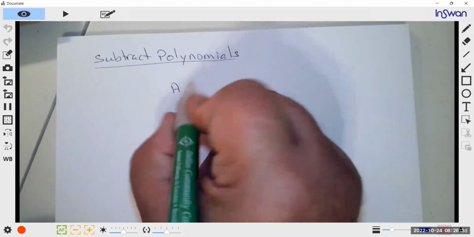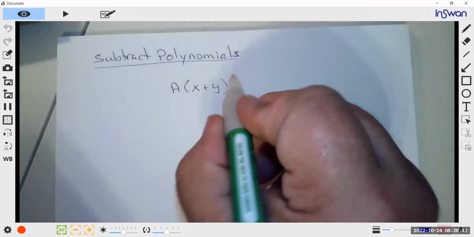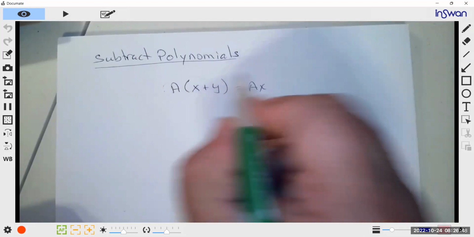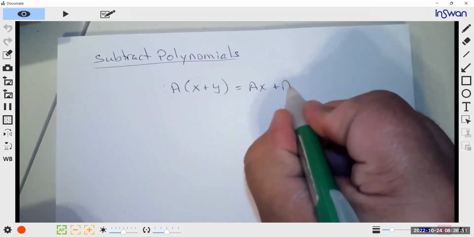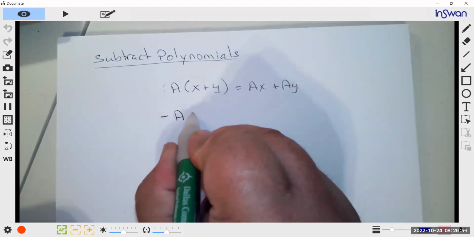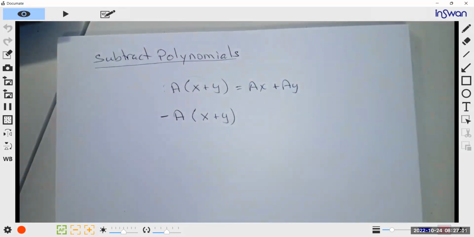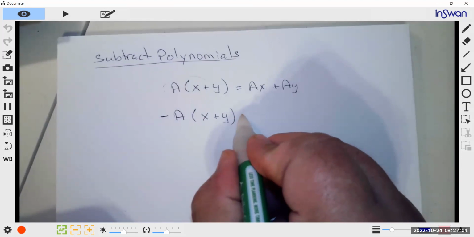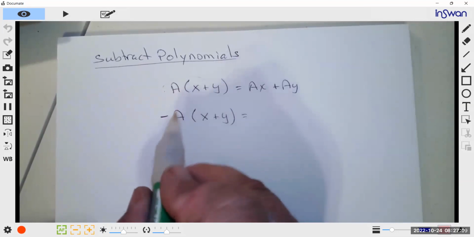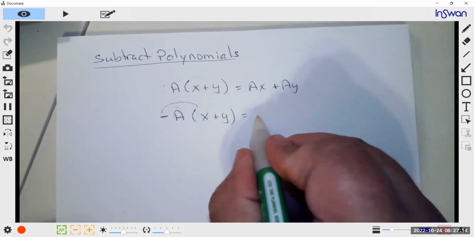Okay, so we're used to the distributive property. That's a times x is ax. Positive and positive is positive. A times y is ay. But what if a was negative? Remember, I always tell you, always separate the signs from the numbers. So when I multiply these first terms, negative times positive is negative.